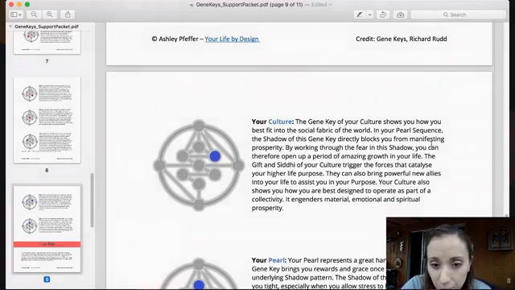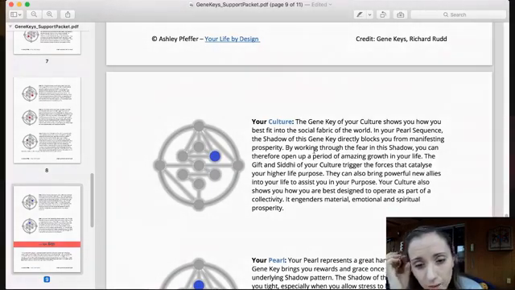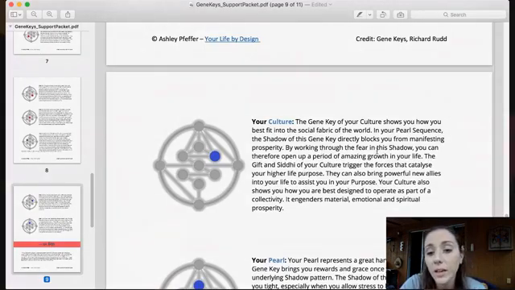Let's see. The shadow blocks you from manifesting your prosperity. By working through the fear in the shadow, you can open up a period of amazing growth in your life. The gift and siddhi of your culture trigger the forces that catalyze your higher life purpose.